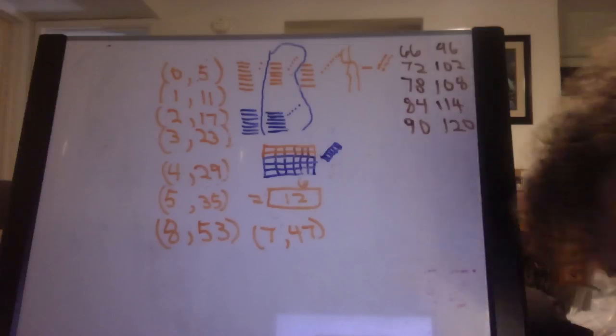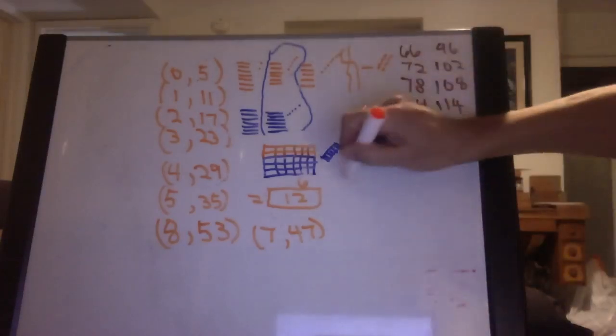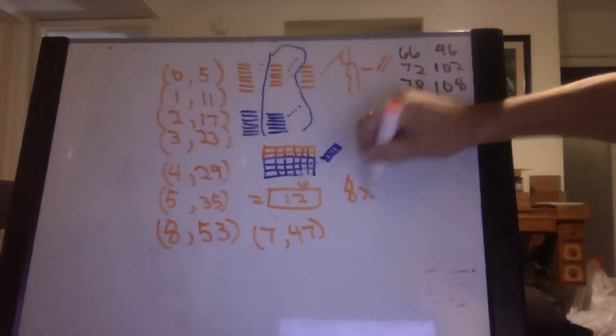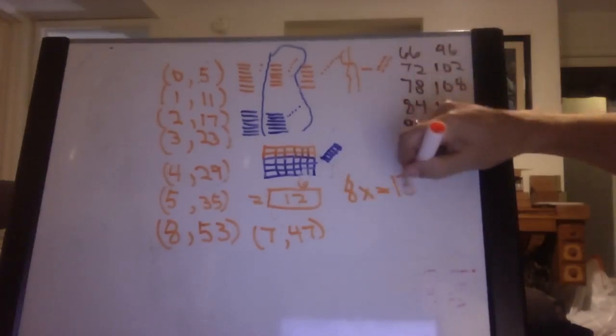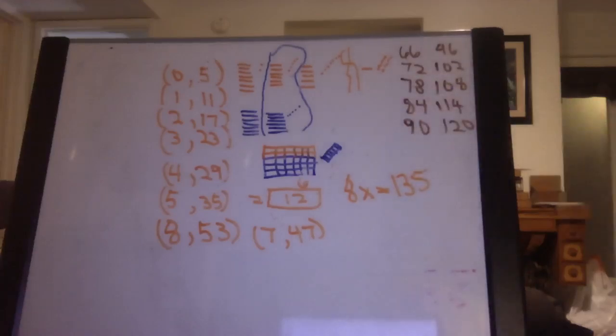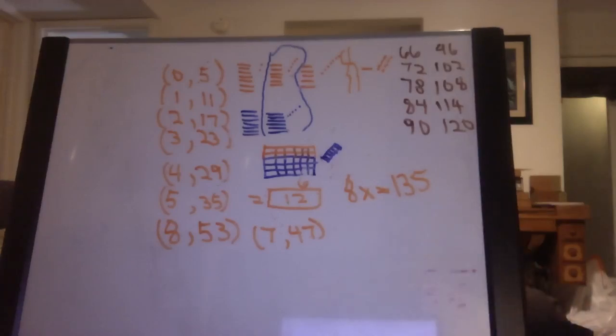True story. We do all this complicated algebra, and then we finally get it down to 8x equals something like 135. And they can't do it. They can't figure it out because they can't divide. And it should be easy to figure out how many 8s are in there.